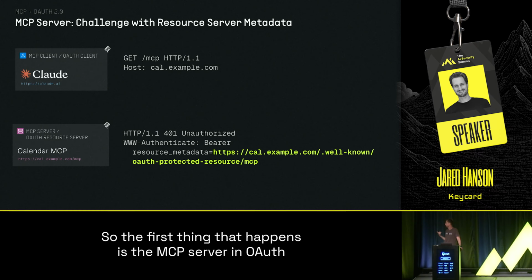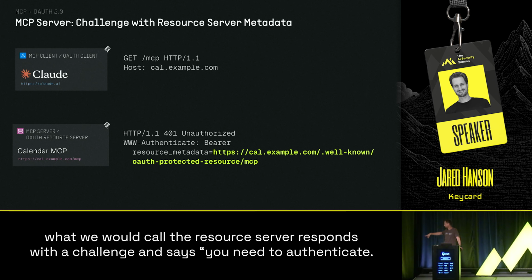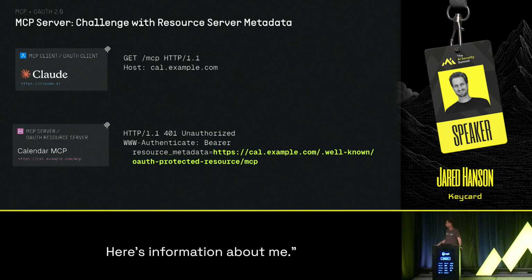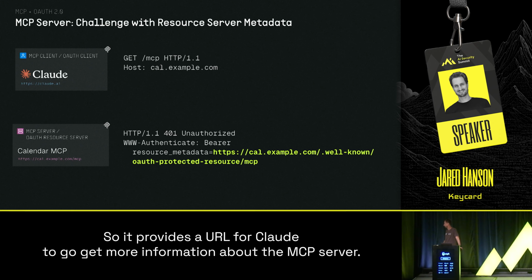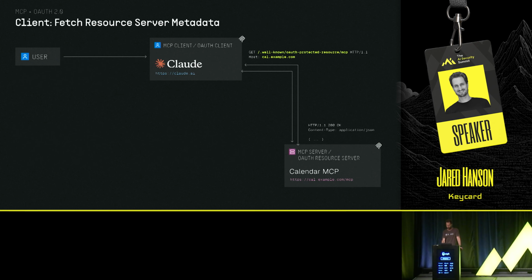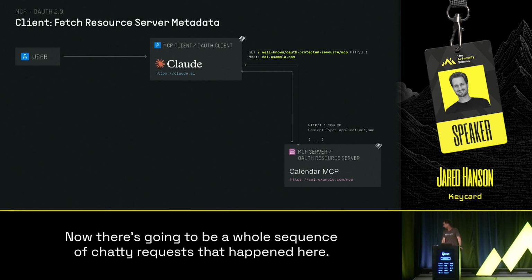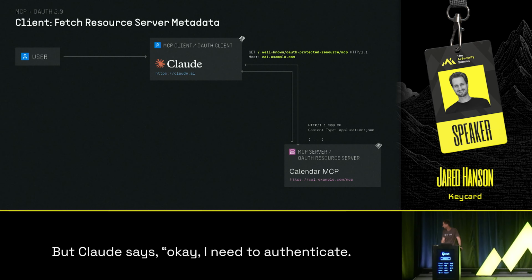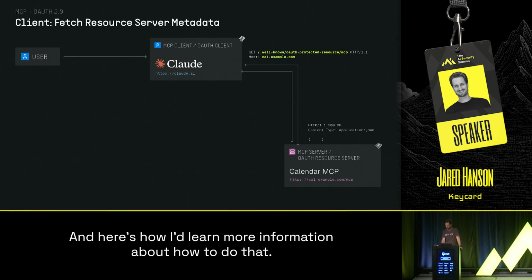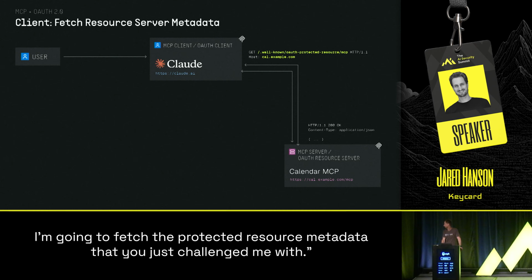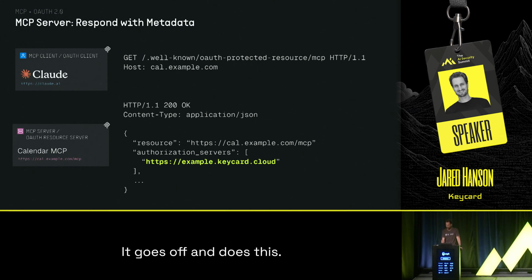The first thing that happens is the MCP server, in OAuth what we would call the resource server, responds with a challenge and says, you need to authenticate. Here's information about me. That's that resource metadata. So it provides a URL for Claude to go get more information about the MCP server. There's going to be a whole sequence of chatty requests here, but Claude says, OK, I need to authenticate, and here's how I learn more information about how to do that. I'm going to fetch the protected resource metadata that you just challenged me with. It goes off and does this.